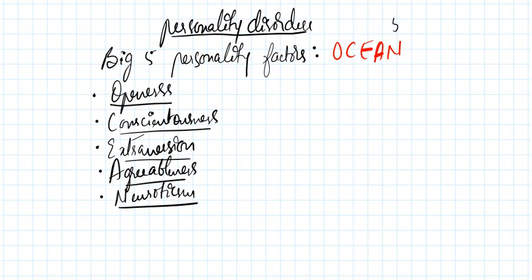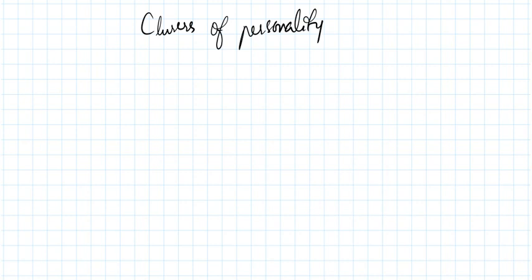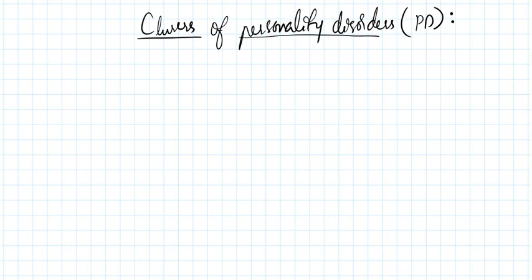Now, coming to the next topic, there are clusters of personality disorders. These are short and sweet things that you can remember easily. No need to mug up everything. If you simply remember these things, you can easily get those MCQs right. There are 3 clusters: cluster A, cluster B, and cluster C.